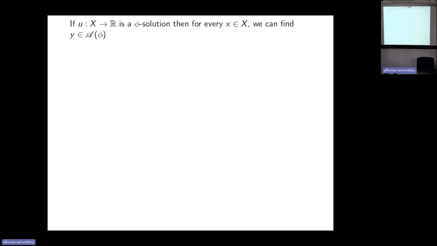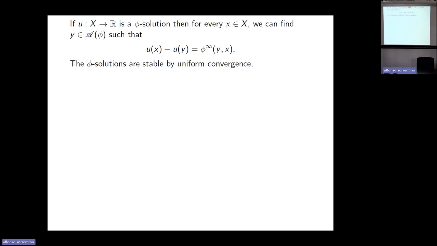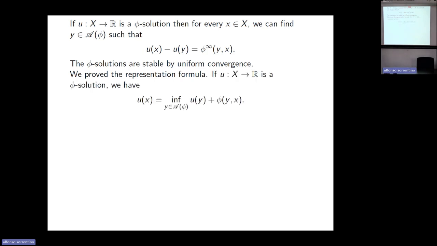And in fact, if u is a phi solution, we can improve the equality in the definition. For every x in X, we can find y in the Aubry set such that u(x) minus u(y) is phi infinity of (y, x). And because y is in the Aubry set, it's also phi of (y, x). The phi solutions are stable by uniform convergence, and we proved the representation formula. If u is a phi solution, then u(x) is the infimum of u(y) plus phi of (y, x), with y taken only in the Aubry set.